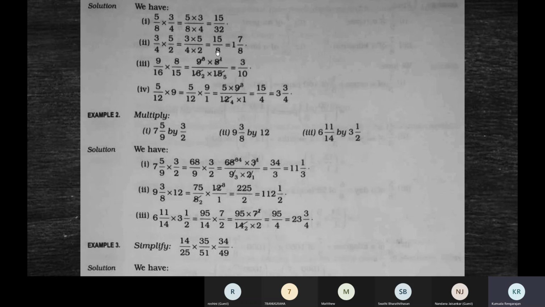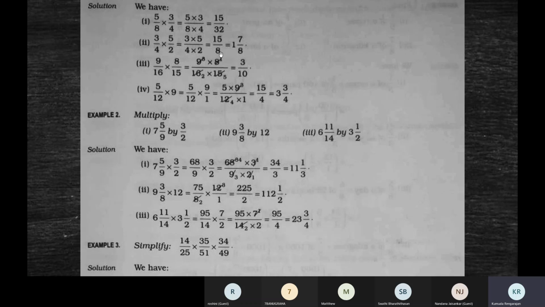Reducing a fraction is done everywhere. It is not only about addition, subtraction, multiplication or division. Reducing a fraction happens everywhere in fractions. Whichever part of fractions you are in, if you can simplify, if you can reduce the fraction, you must reduce it.